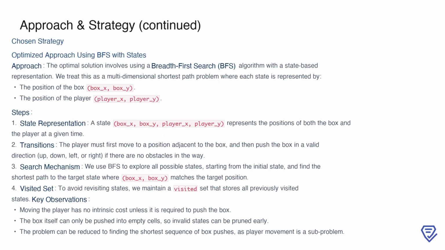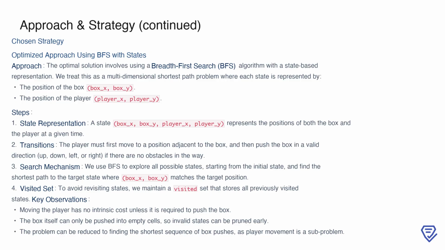An optimized approach to solving this problem involves breadth-first search, or BFS, combined with a state-based representation. In this strategy, the problem is treated as a multi-dimensional shortest path problem, where the state represents both the positions of the box and the player at any given time. Specifically, a state is defined by 4 components: the box's position, represented as box_x, box_y, and the player's position, represented as player_x, player_y. To transition between states, the player first moves to a position adjacent to the box.